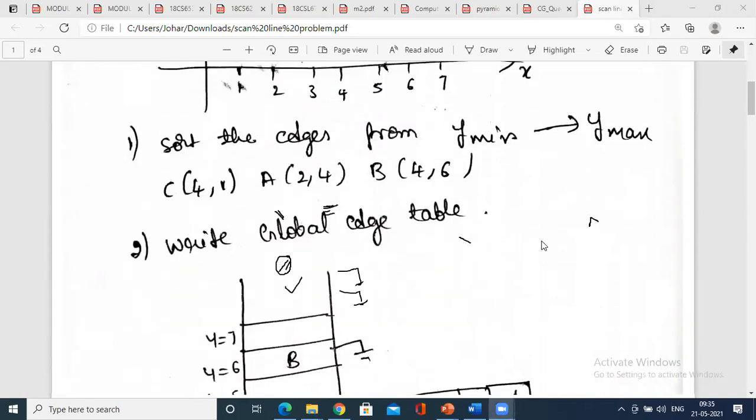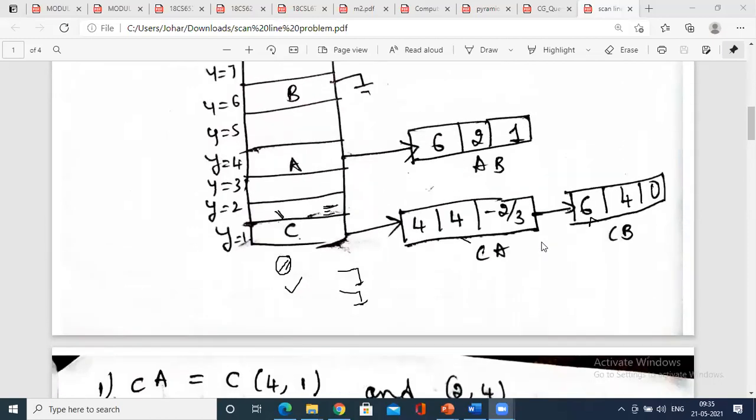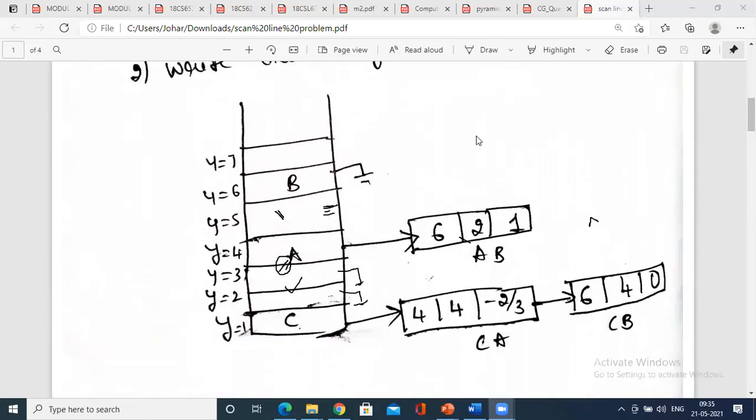2446. So how do you write for 2446? You write the maximum y value. What is the maximum value? It is 6. And you write the x value where y is minimum. Y is less at 4, out of 4 and 6, so 2 will be taken as the x value. So this is the completion of the global edge table.